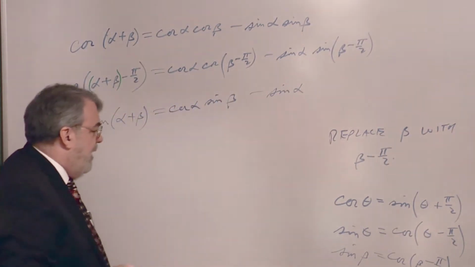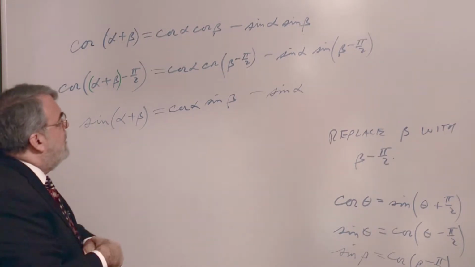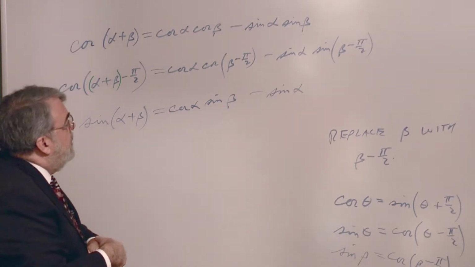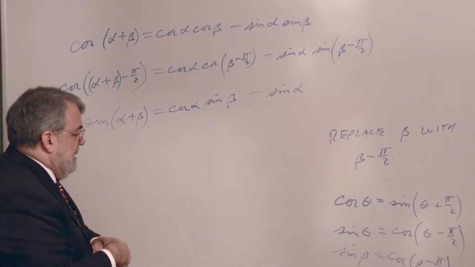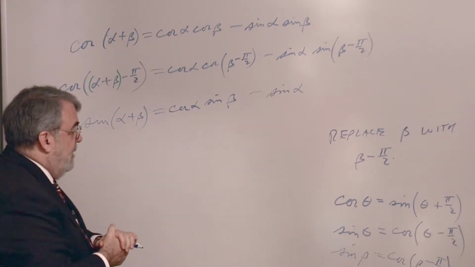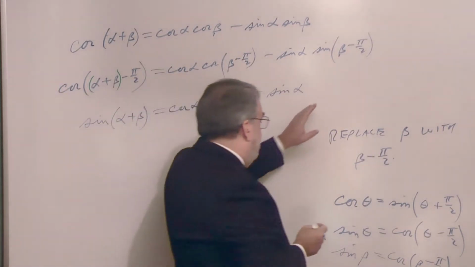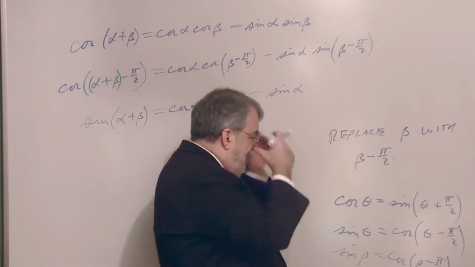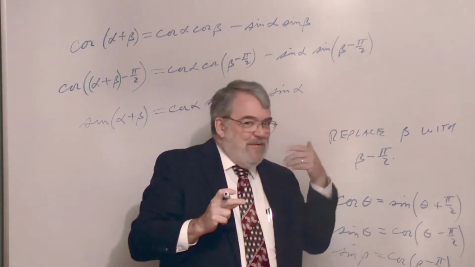Minus sine alpha. Now what's the sine of beta minus pi over 2? I don't have an identity for that one, do I? Let's see here. So what am I going to do with that? Sine of beta minus pi over 2. Well, let's see. Hang on, I'm drawing a blank. I'm going to pause for a second while I think this through.